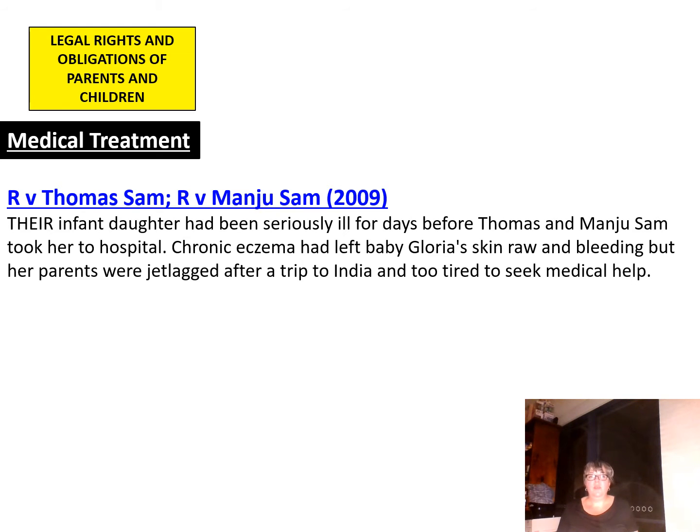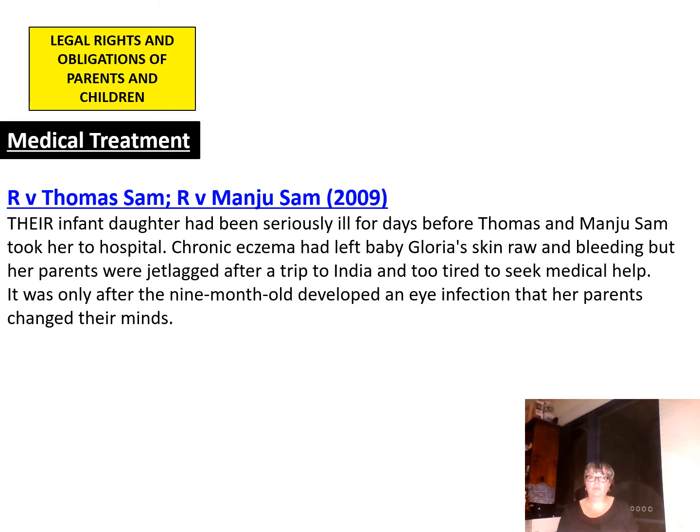So this case, what happened was their infant daughter had been seriously ill for days before Thomas and Manju took her to hospital. Chronic eczema. You don't think it's that bad, but chronic eczema, untreated, had left baby Gloria's skin raw and bleeding, but her parents were jet-lagged after a trip to India and too tired to seek medical help. It was only after the 9-month-old developed an eye infection that her parents changed their minds.